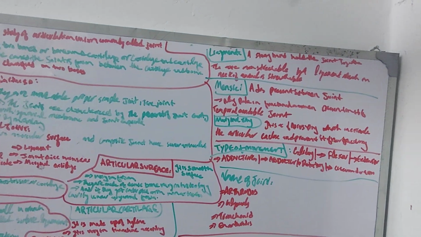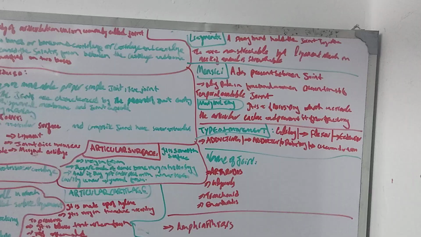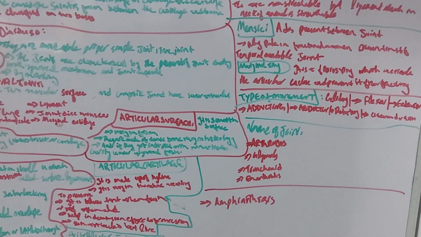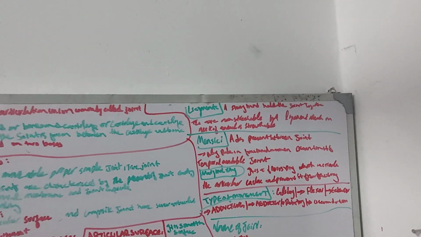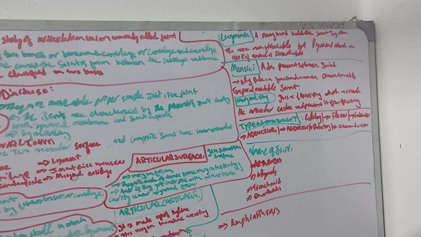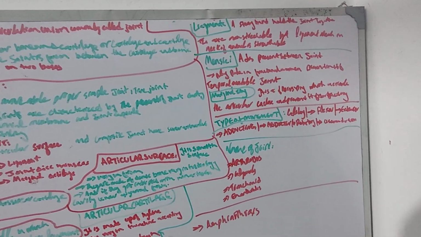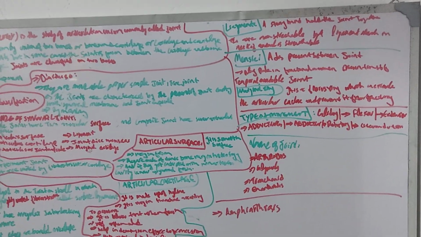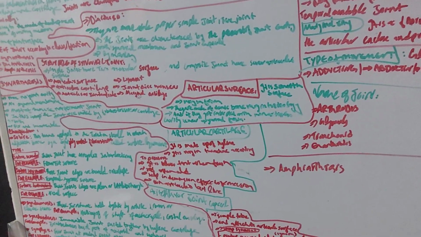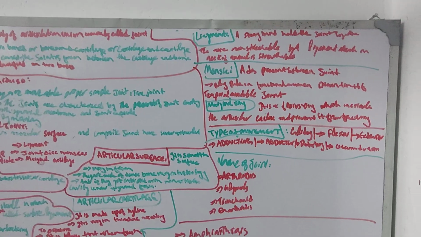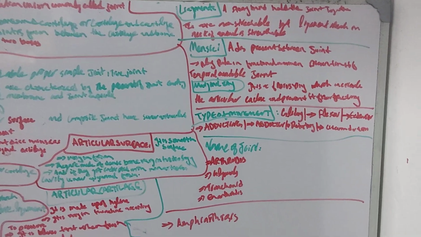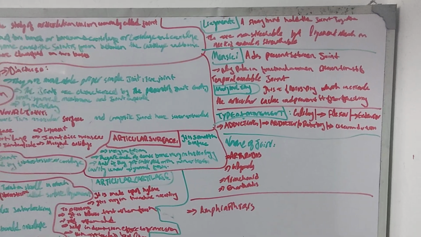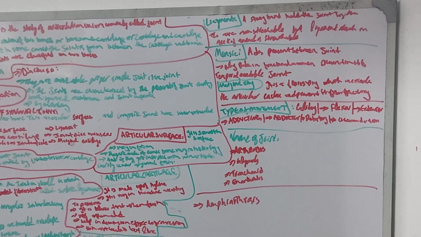Then ligament, which is made of white fibrous tissue. Fibrous tissue is not elastic, but only one ligament in the body is elastic. It is called ligamentum nuchae, present in the neck of the animal, and it is the only stretchable ligament, you can say an elastic ligament.